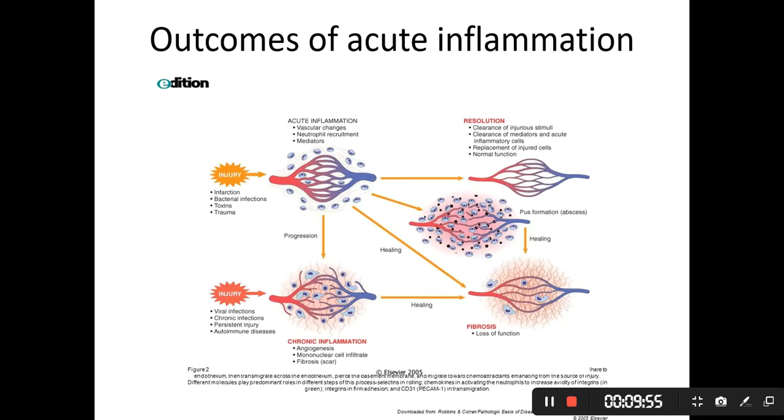Here is shown a diagrammatic image. The injury has happened, the acute inflammation has happened, there have been vascular changes, leukocyte recruitment, and mediators doing the process, everything has happened. Then either it can progress to chronic inflammation, or it can resolve completely, or it can cause localized pus formation and then resolve, or if the injury is not very big, it can start undergoing fibrosis and healing immediately.